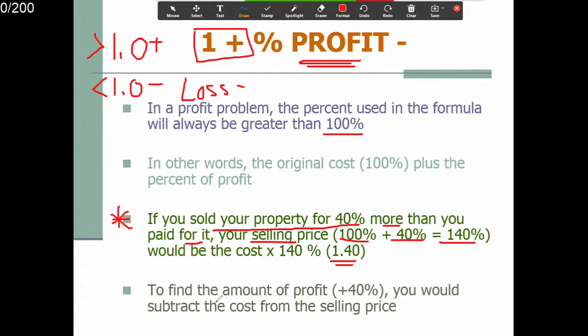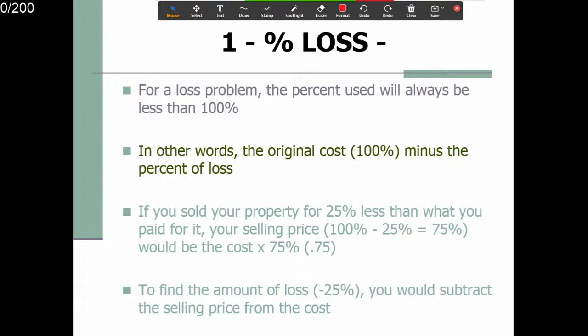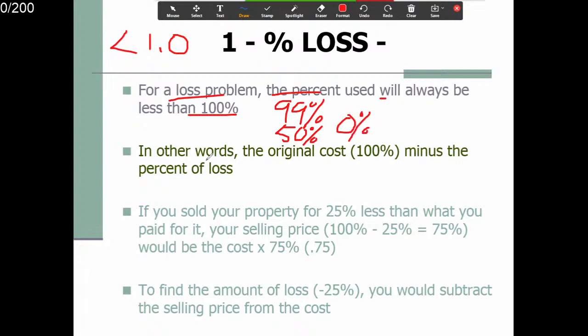所以呢，你卖你的房子，OK，你赚到40%，表示什么了？你是140%，所以1.4超过1.0，你就赚到了，OK。Okay, 1 minus loss, right? This is less than 1.0. For loss from, the percentage used will always be less than 100%, okay? Like 99, okay? Or 50%, or 0, right? They lost everything, 0, okay? In other words, the original cost, 100% minus the percentage of loss, right?